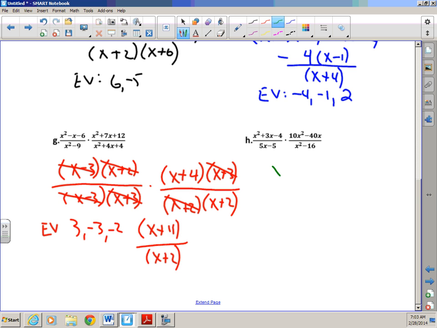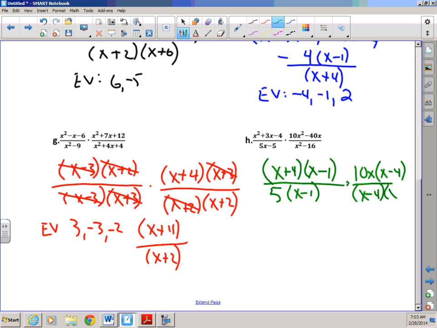And then our last one, it's going to be x plus 4, x minus 1, 5, x minus 1, 10x, x minus 4, and finally x minus 4, x plus 4. I've got a lot of canceling going on. And actually, after all of this, I'm just left with 2x, and my excluded values are 1, negative 4, and a positive 4.